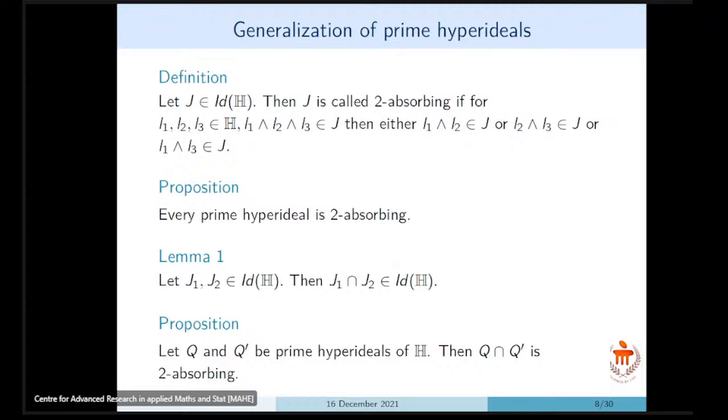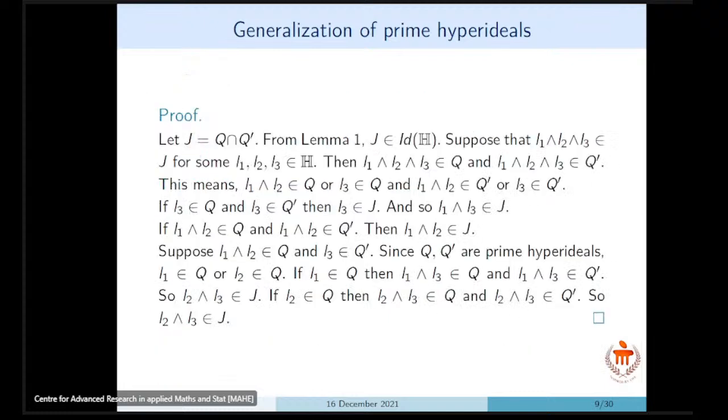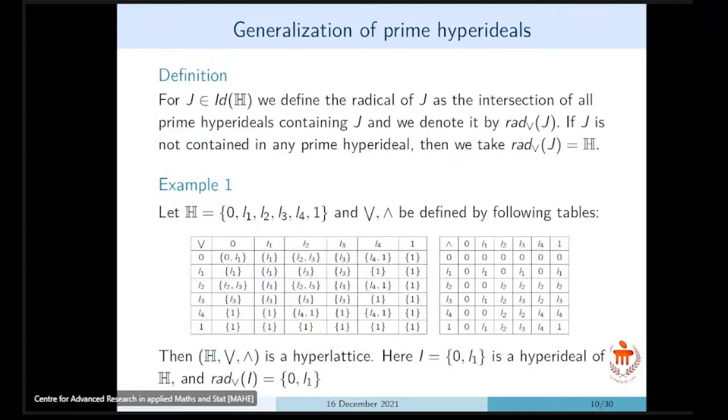Next, we know that the intersection of two ideals will be a hyperideal. Now, if we have two prime hyperideals, Q and Q dash, then their intersection will not be a prime hyperideal, but the intersection will be a two-absorbing hyperideal. This is a proof of that statement.